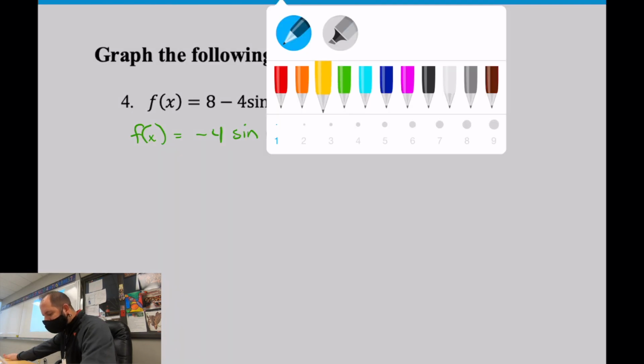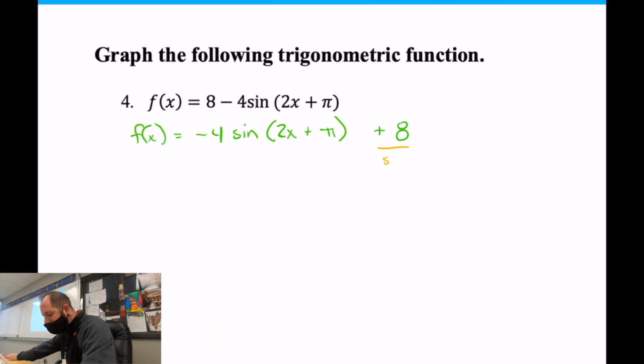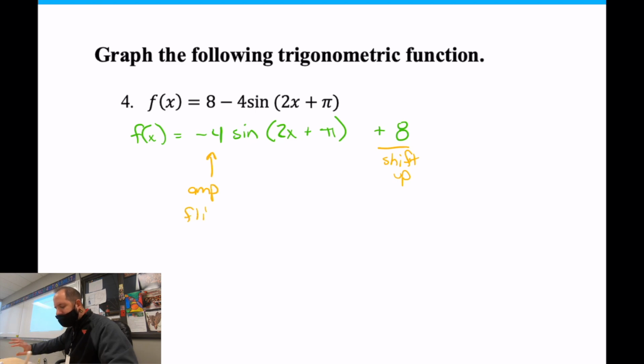This plus 8 in the back has been a shift up. Because it's a plus 8. This -4 is an amplitude, and it will flip my sign over. The sine graph usually looks kind of like an S shape where it goes up first. Now we're going to go down first. So it's flipping the graph upside down. And then this part is the whole shifting right and left. So it is a shift, but it is horizontal, like left or right. In this particular case, we're going left.